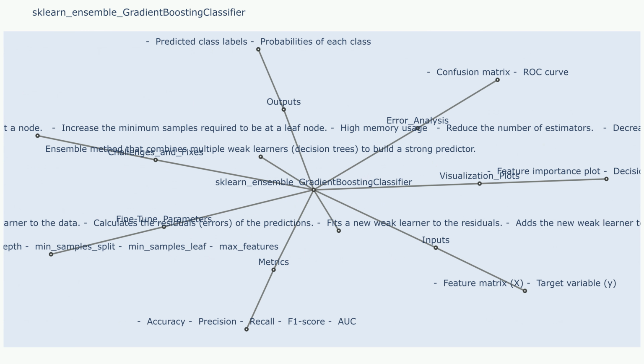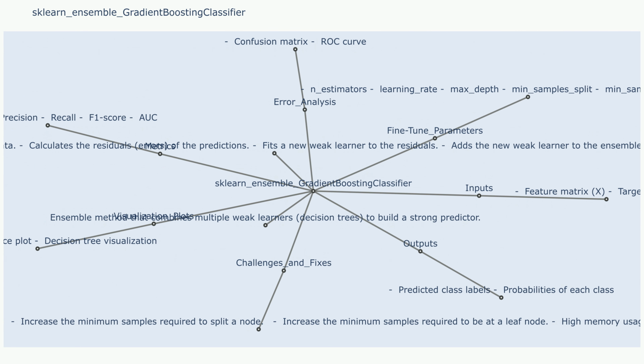AUC: area under the curve, the area under the receiver operating characteristic (ROC) curve, which measures the model's ability to distinguish between different classes. Visualization plots: feature importance plot visualizes the relative importance of each feature in the model. Decision tree plots visualize the structure of individual decision trees in the ensemble.